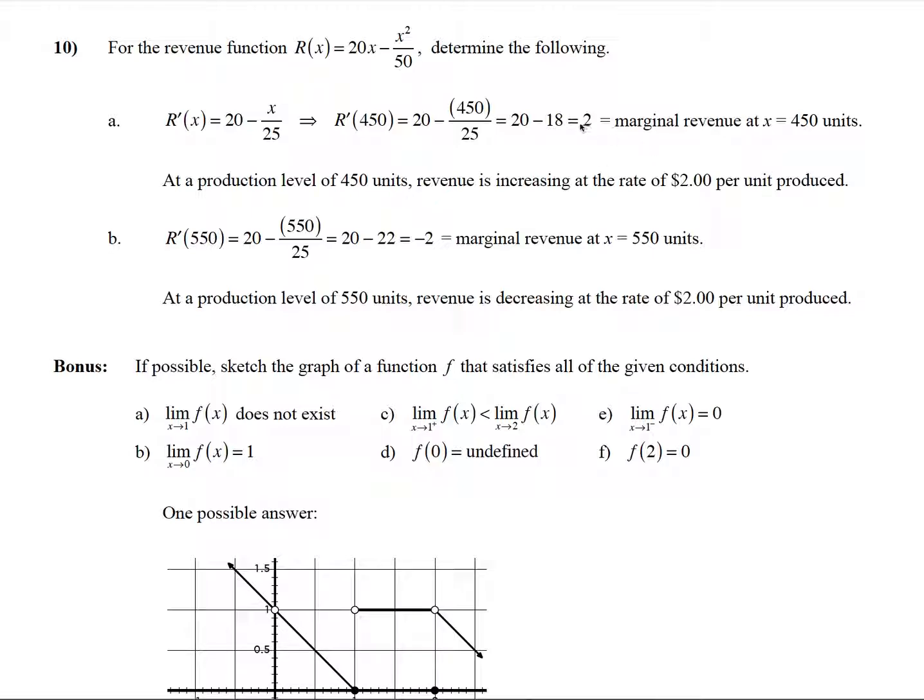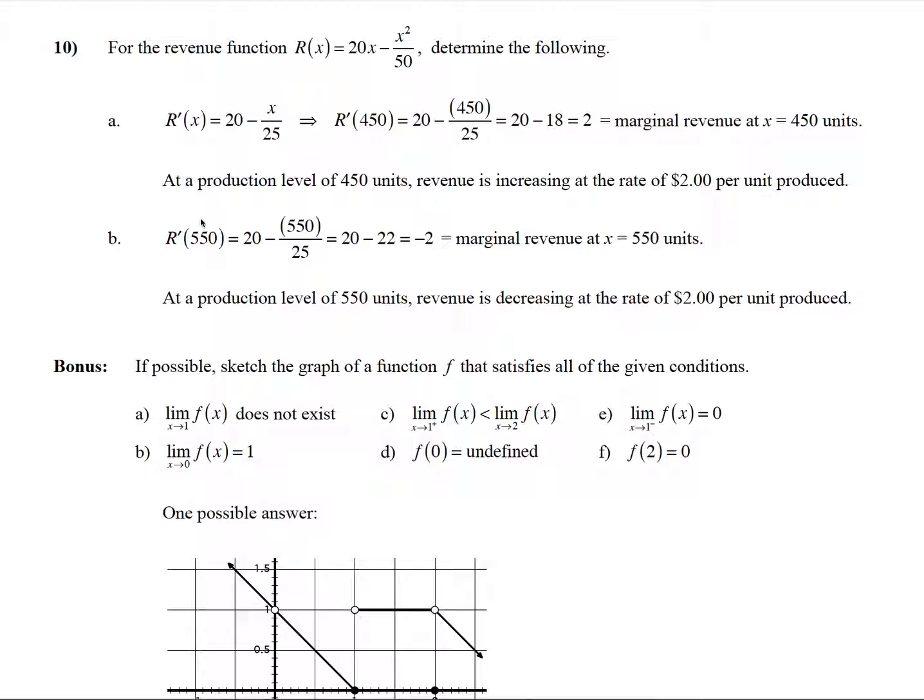Since it's positive, that means that the rate at which revenue is changing is increasing, and that rate is $2 per unit produced. So it's positive 2. That means it's increasing at the rate of $2 per unit produced.